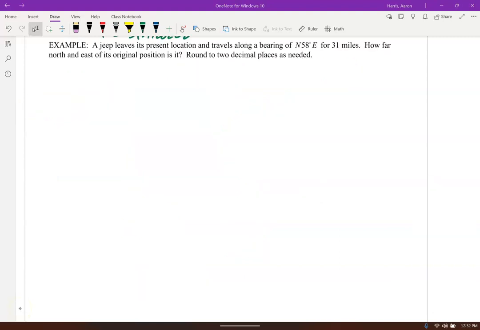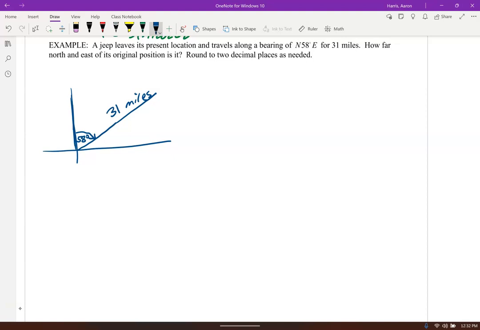All right, let's do one last one here. A Jeep leaves its present location and travels along a bearing of north 58 degrees. Let's draw. We're starting in the middle here. Off of the north, we're going to go 58 degrees east. We're going to follow this for 31 miles. 58 degrees right there, okay?